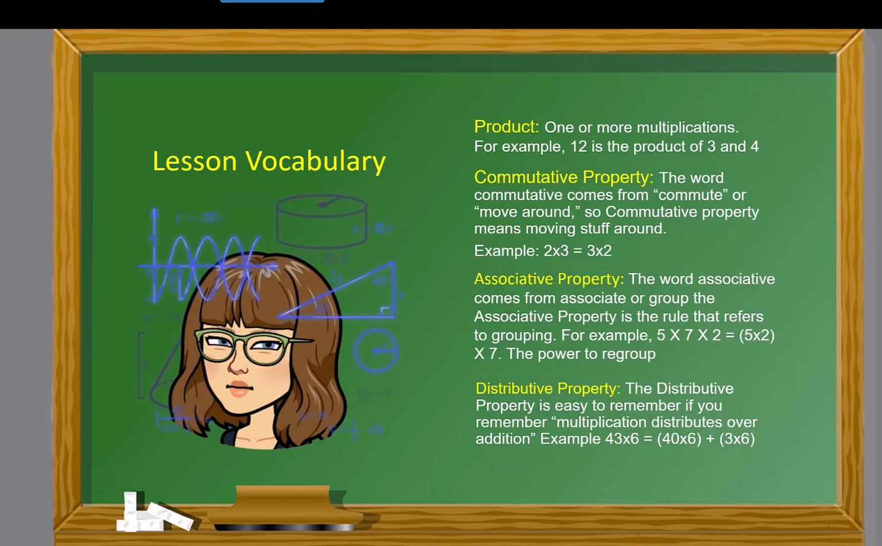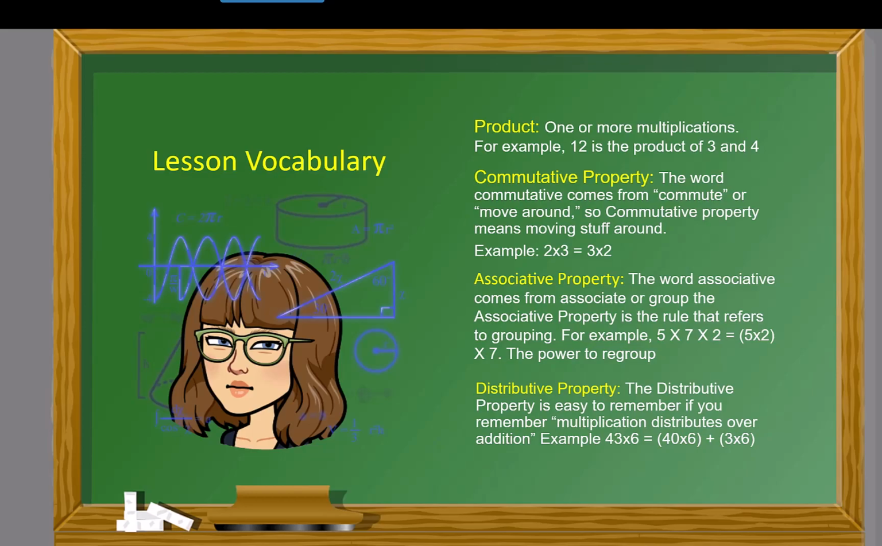Associative property. The word associative comes from associate or group. The associative property is the rule that refers to grouping. For example, 5 times 7 times 2 equals 5 times 2 times 7. The power to regroup. Also, the associative property can only be used with addition and multiplication, but it will give your student the ability to regroup numbers and make it easier for them to solve the equation.